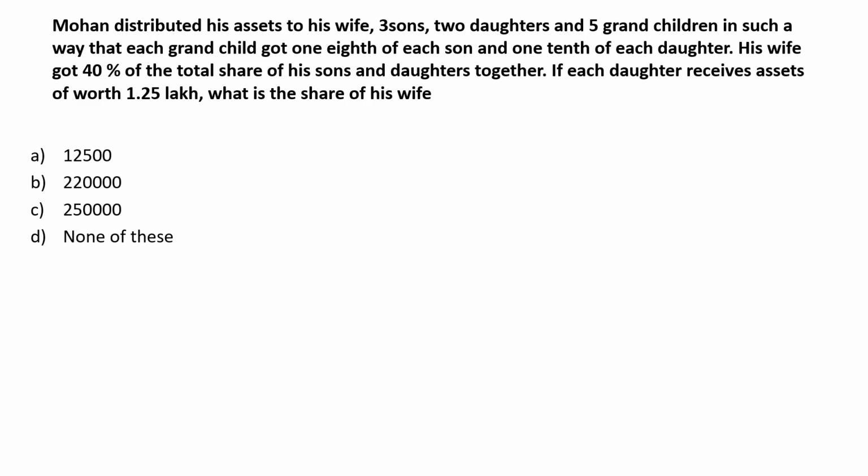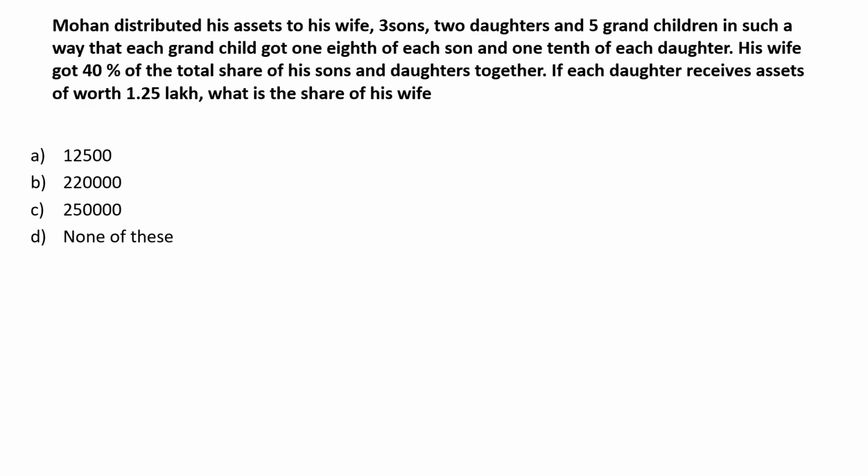Next question. Mohan distributed his assets to his wife, 3 sons, 2 daughters and 5 grandchildren in such a way that each grandchild got 1/8 of each son and 1/10 of each daughter. His wife got 40% of the total share of his sons and daughters together. If each daughter receives assets of worth 1.25 lakh, what is the share of his wife? It is a question with some lengthy information. Just pause the video and read the question until you get a clear understanding of it.